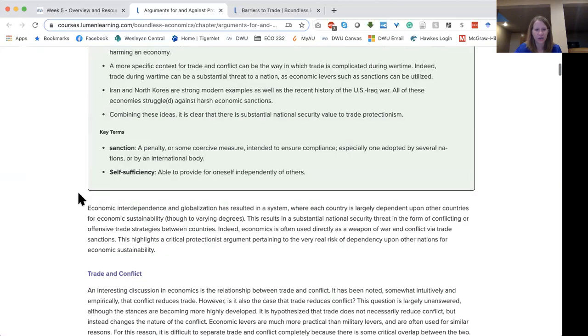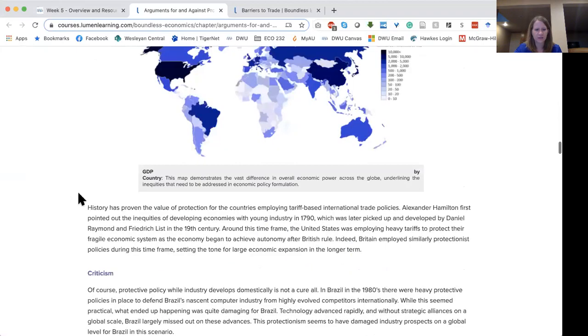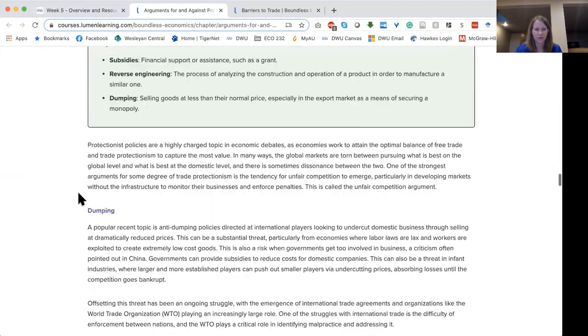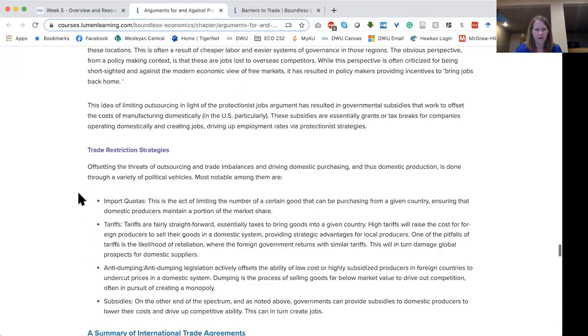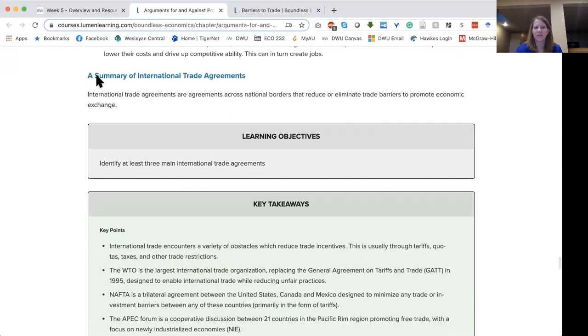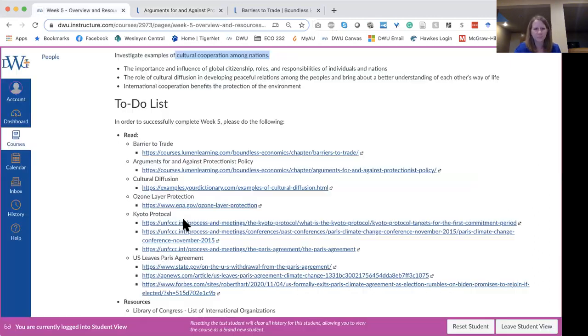There's national security, infant industries, unfair competition, the jobs arguments, and then at the very bottom we get a summary of international trade agreements in general. This summary also goes into 3 specific types of agreements or organizations. And I want you to know, though, that this NAFTA agreement is no longer in effect. It has been replaced, and I will talk about that more with some of your other resources.